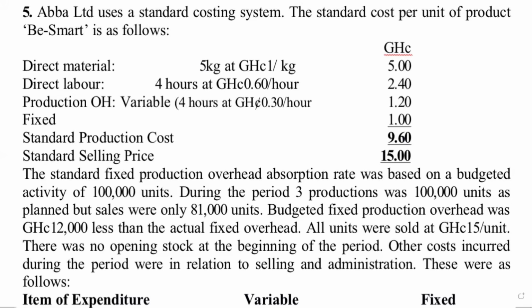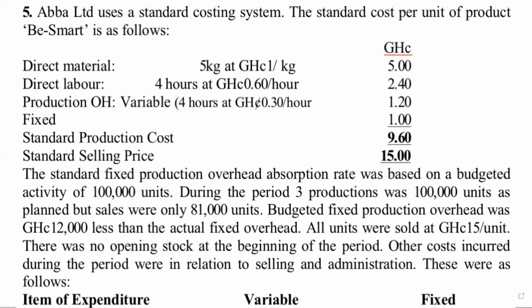And he said what? Fixed. So with the production overhead, we have variable and we have what? We have fixed. So he said fixed is what? 1 cedi. And he said the standard production cost is 9 cedis, 9 cedi 60 pesos. And he said standard selling price is what? 15 cedis.